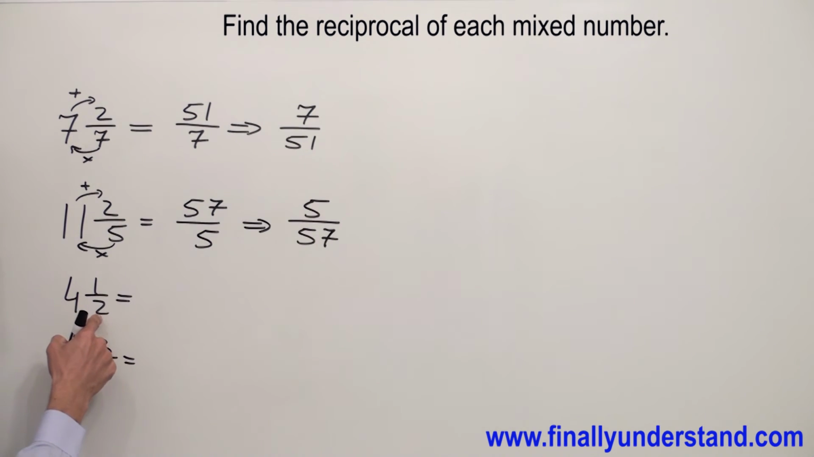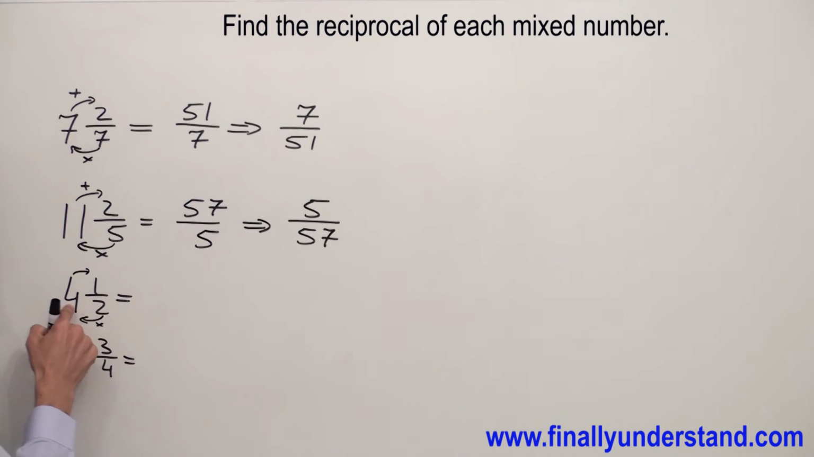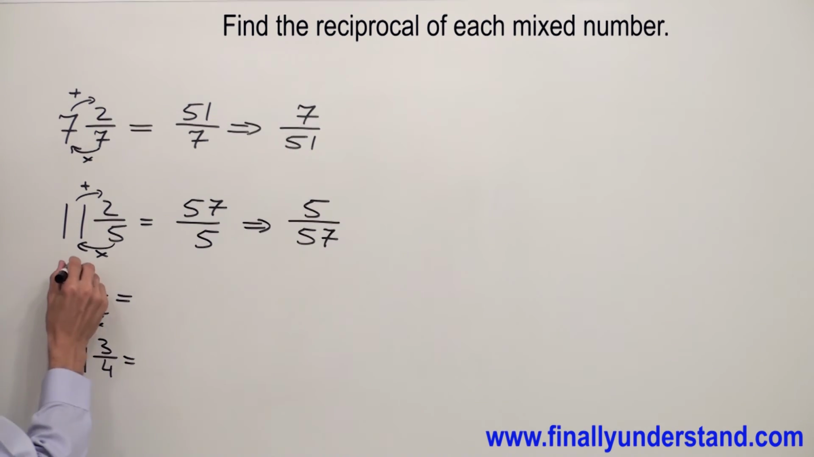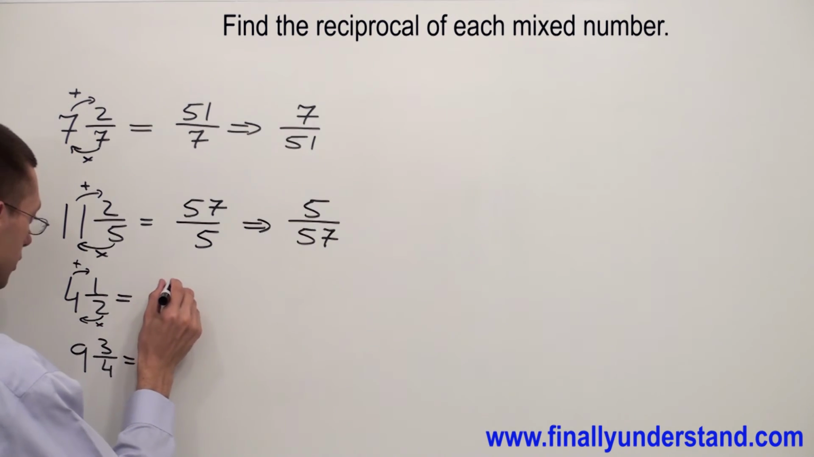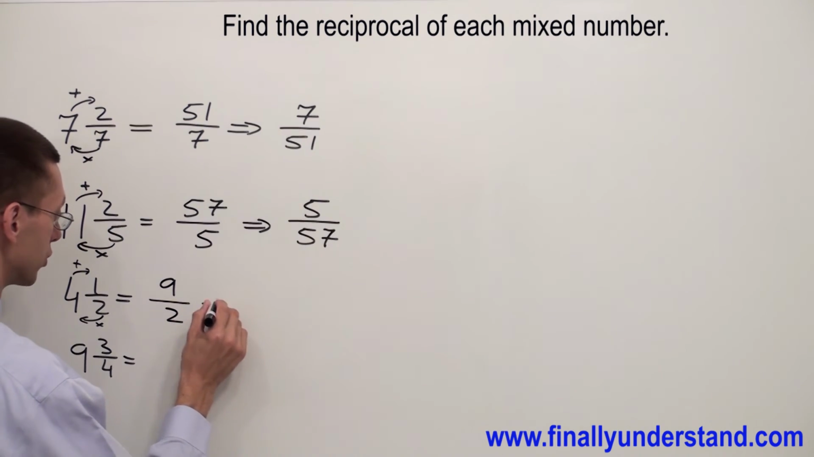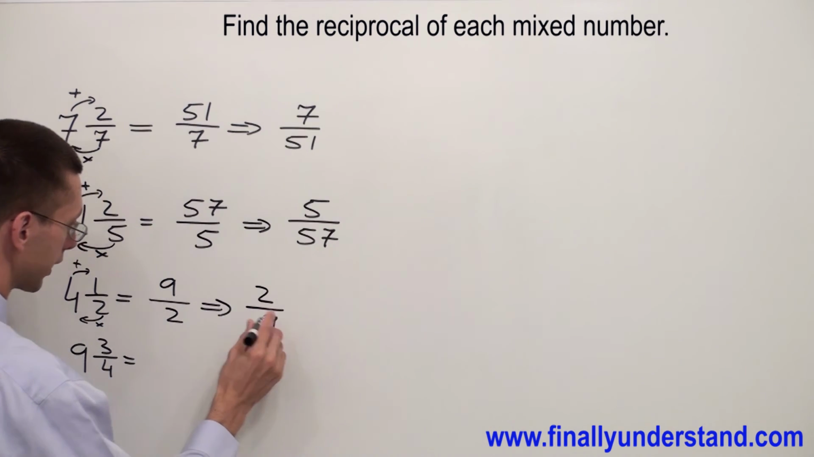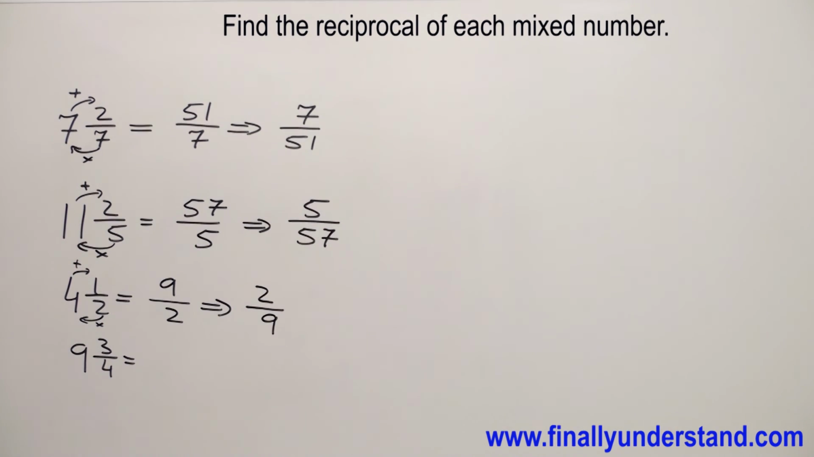Now let's check another one. Again, I have to convert the mixed number to an improper fraction by multiplying 2 by 4 is 8, plus 1 is 9. I have 9 over 2. If I want to find the reciprocal of it, this is 2 over 9. Again, I cannot reduce anything, so this is going to be my answer.